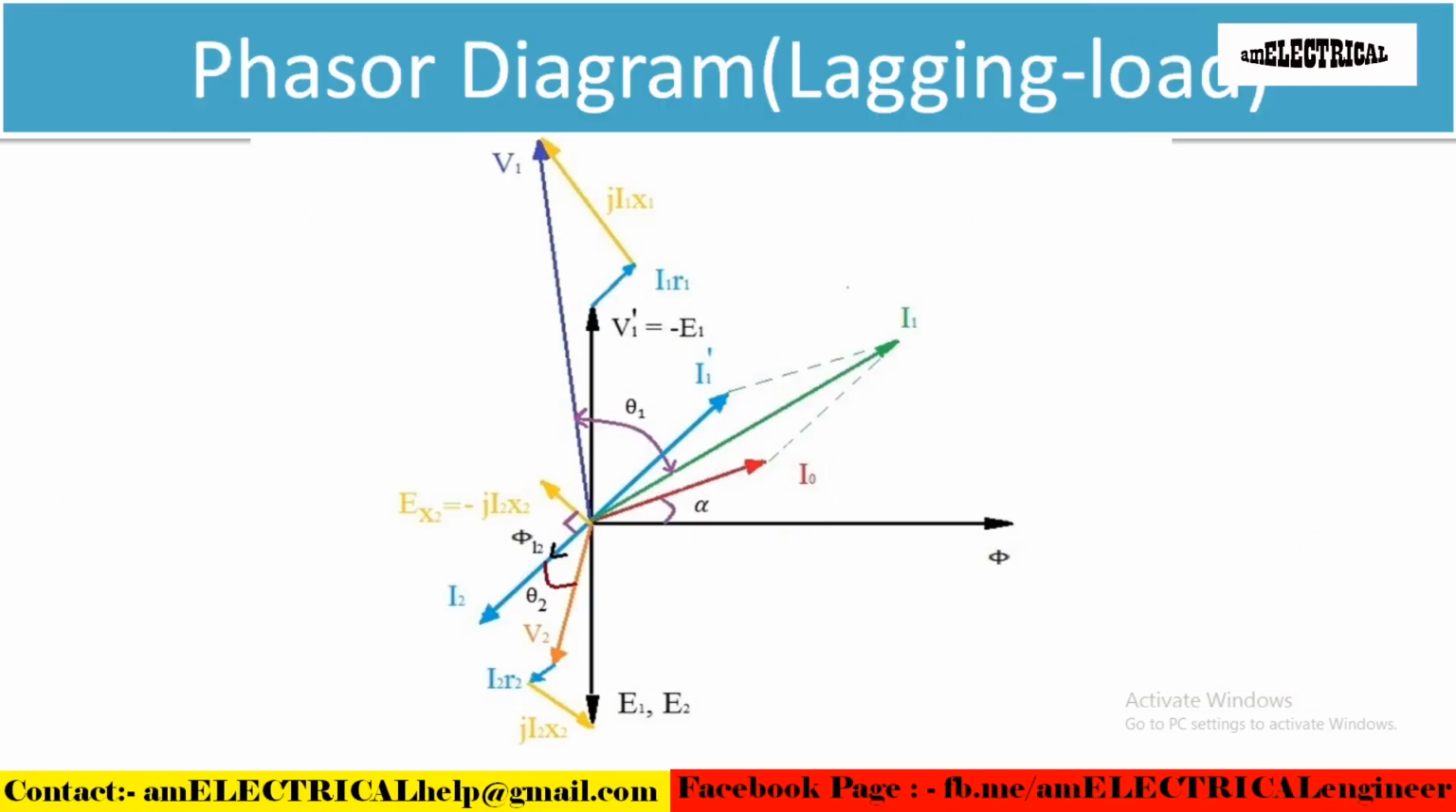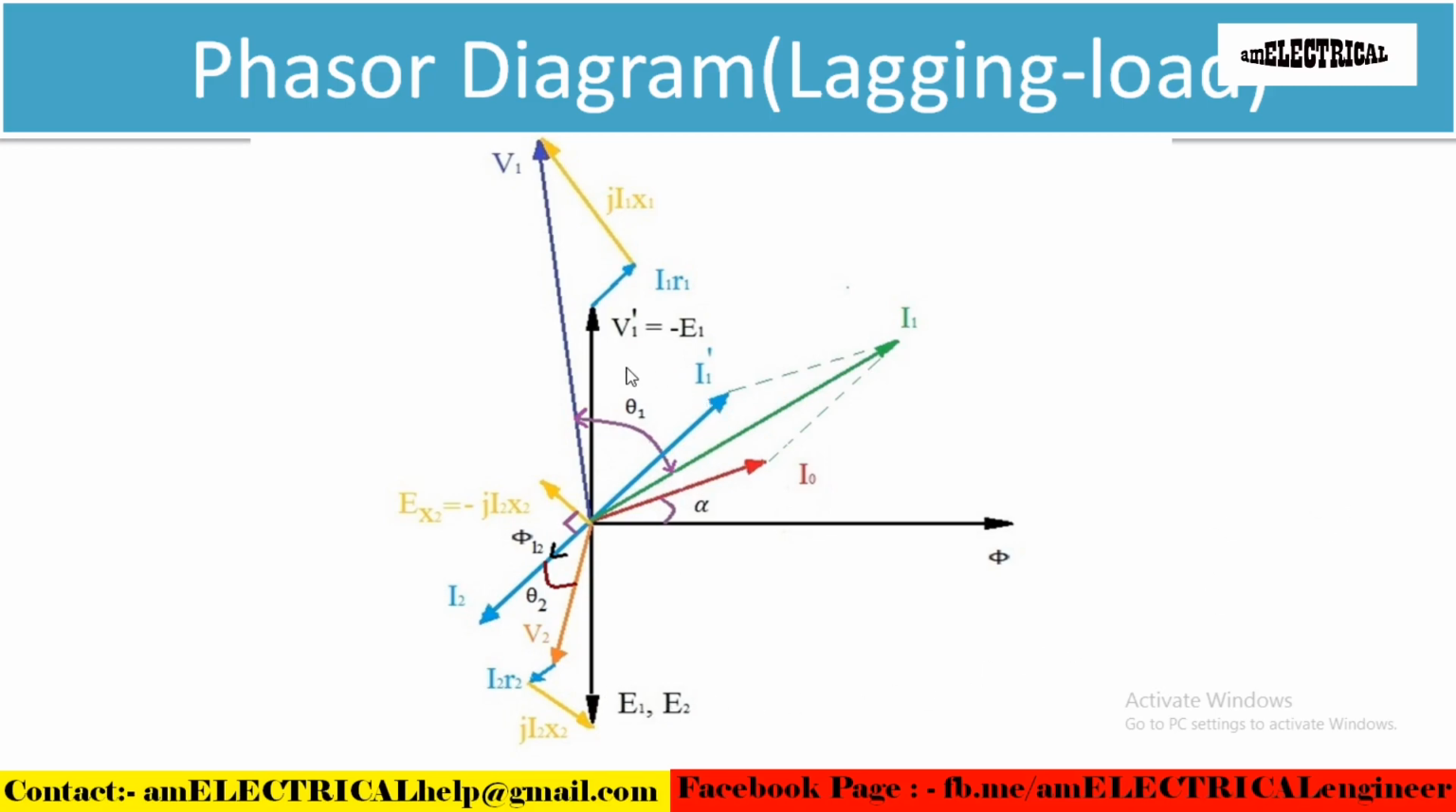We discussed two equations in this phasor diagram. Here, when we consider the secondary resistance and leakage reactance drop, that is I2R2 and jI2X2, and add them with this V2, then we get E2. So the equation becomes E2 equal to V2 plus I2R2 plus jI2X2, so it will be V2 plus I2Z2.